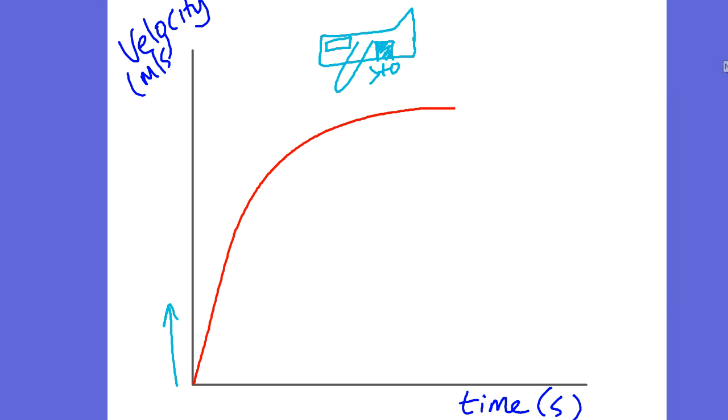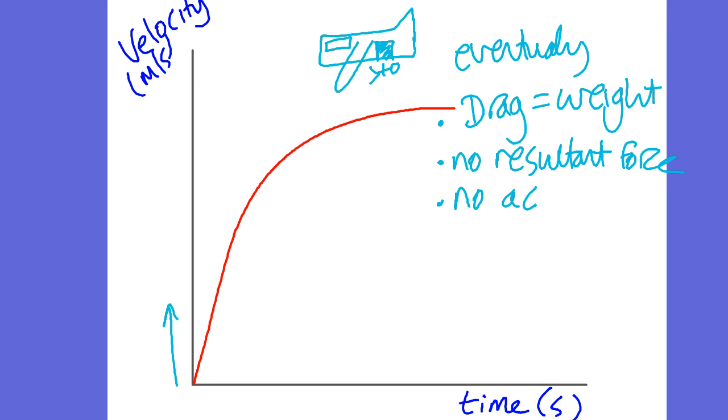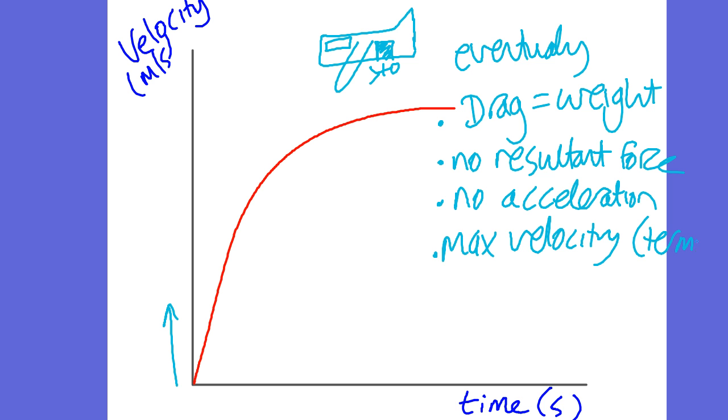And then eventually we're going to get to a point where the drag force is going to equal the weight force. Okay, so at this point we've got no resultant force. And if you've got no resultant force, you've got no acceleration. Okay, if you have no acceleration, your speed isn't changing. Okay, so you've reached your max velocity, which often we call terminal velocity.